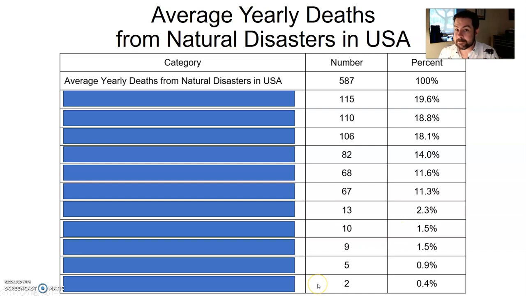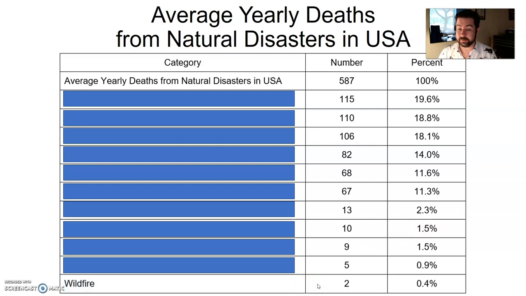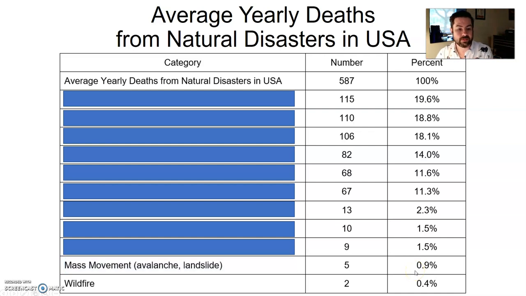At the bottom of the list, wildfires, on average, have killed 2 people per year. The past couple of years, that's been higher. Some years, it's nothing. It averages out. Mass movements, landslides, avalanches, on average 5 people per year.